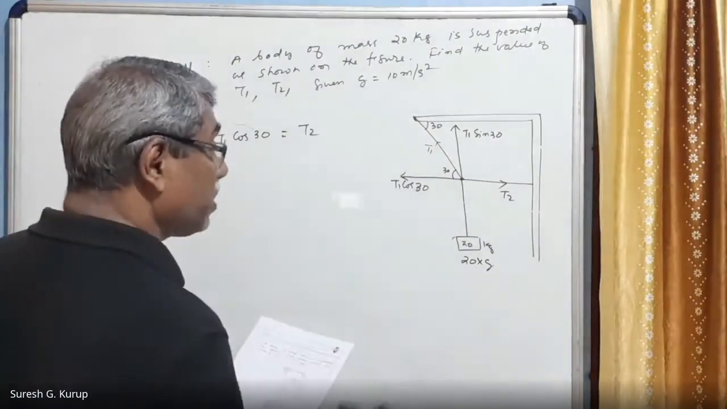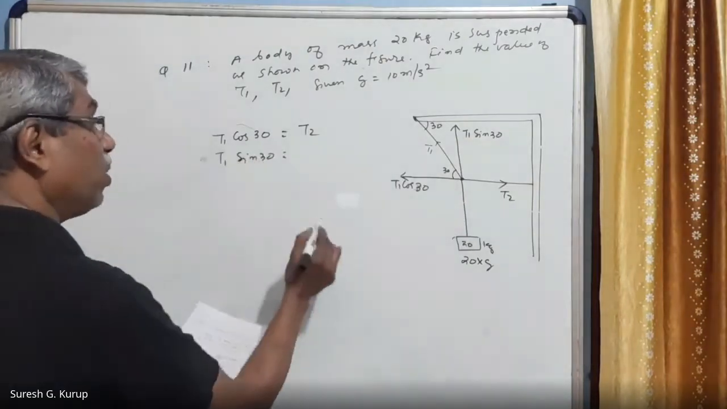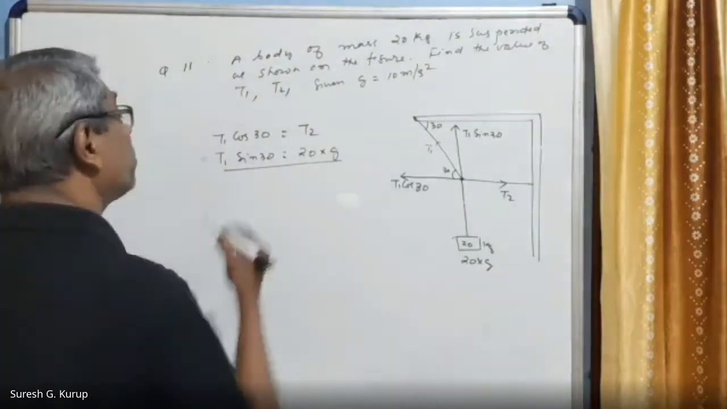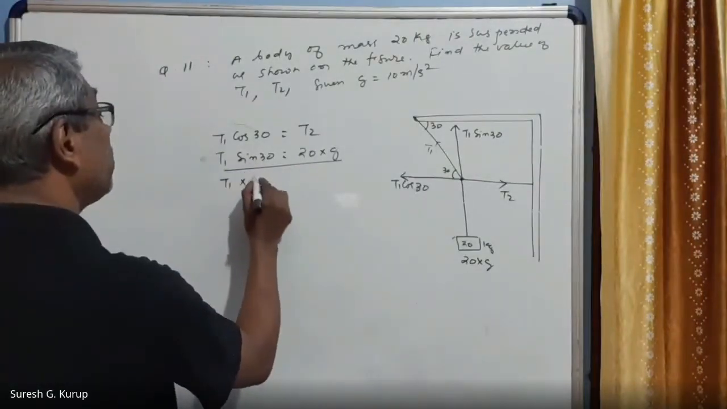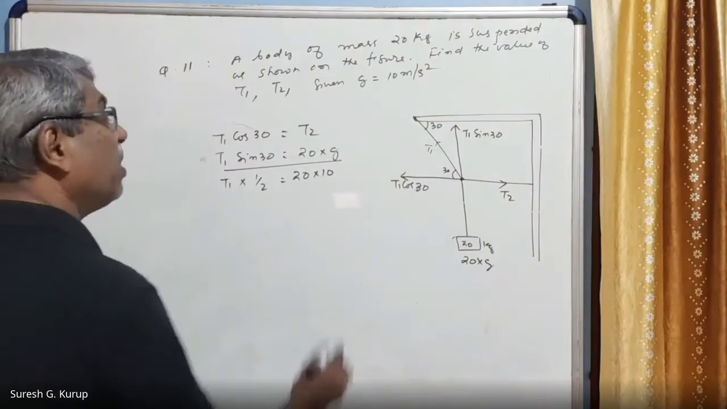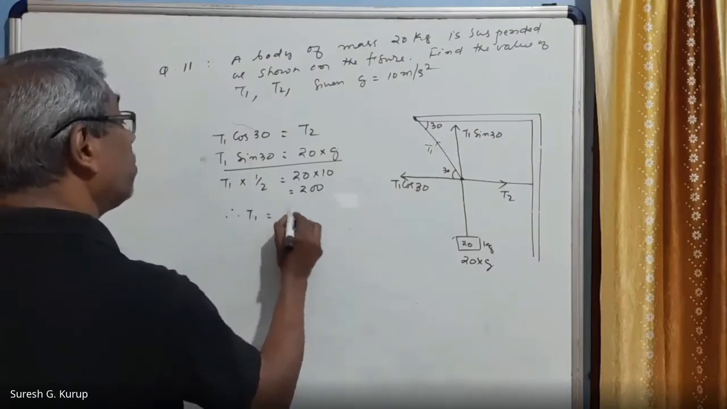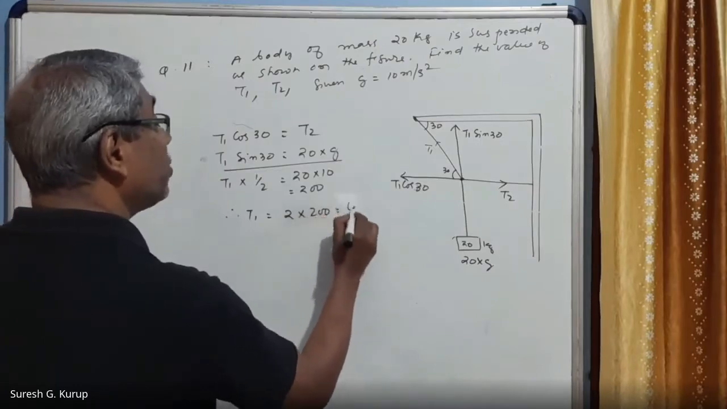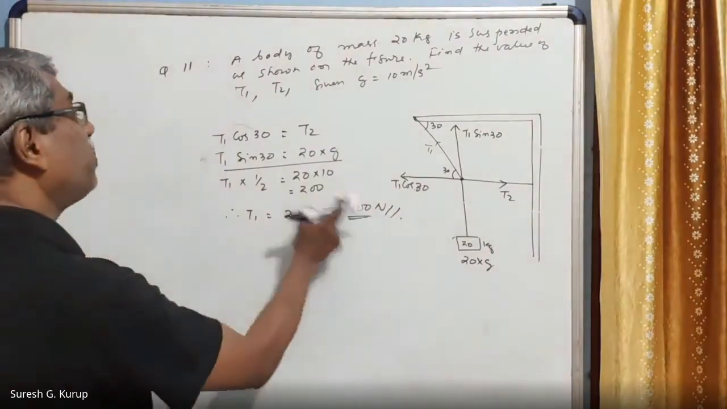Again, T1 sin 30 is equal to 20 into G. So this equation we will take first. T1 can be calculated. T1 into sin 30, which is 1 by 2, is equal to 20 into G, 20 into 10. 20 times 10 is equal to 200. Therefore, T1 is equal to 2 into 200, that is equal to 400 Newton you are getting. Am I correct? T1 obtained.